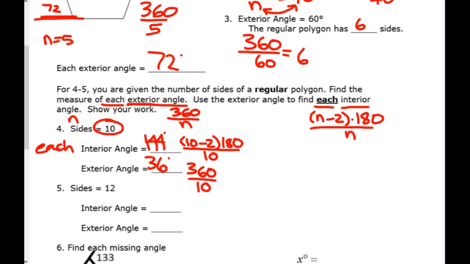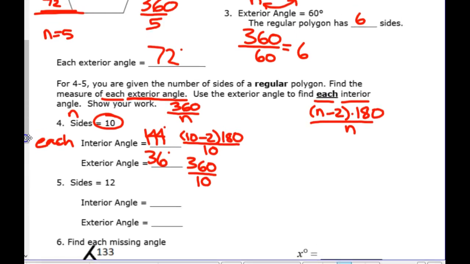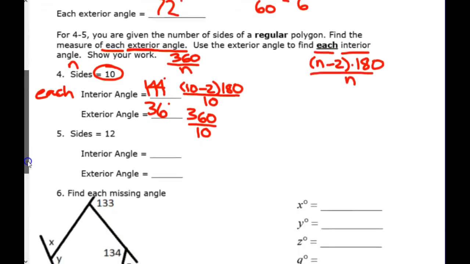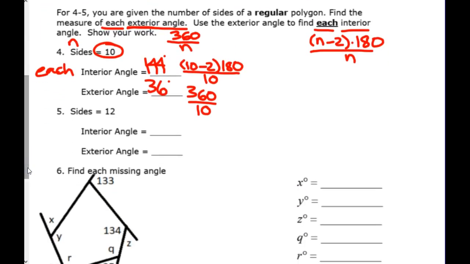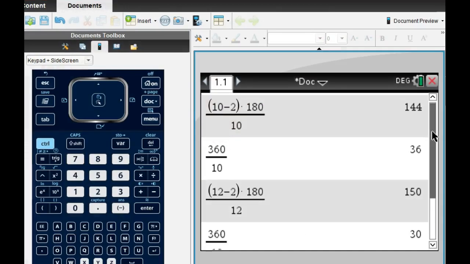So, on number 5, same idea. Use the same formulas. Here we go. So, 12 minus 2 times 180 over 12. It's already in the calculator. I got 150.